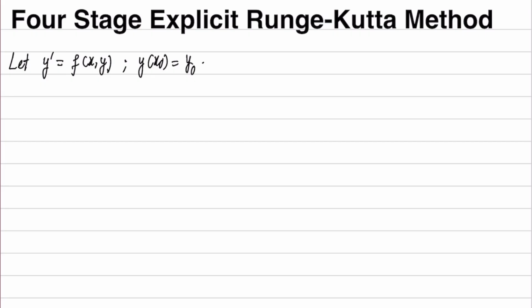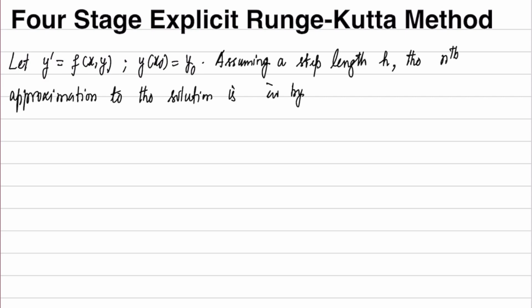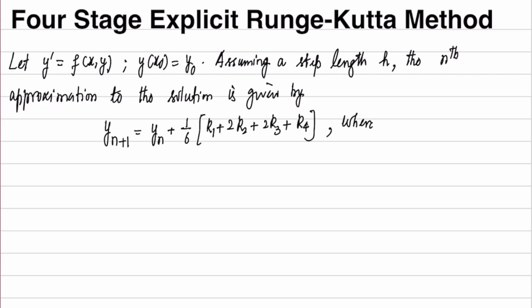So we begin with an initial value problem like this: y' = f(x, y) with y(x0) = y0. And again, we assume we have a step length h here. Then the nth approximation to the solution is given by y_{n+1} = y_n + 1/6 (k1 + 2k2 + 2k3 + k4). Since we are using four unknown quantities here, k1, k2, k3 and k4, we call this method the four-stage explicit Runge-Kutta method.